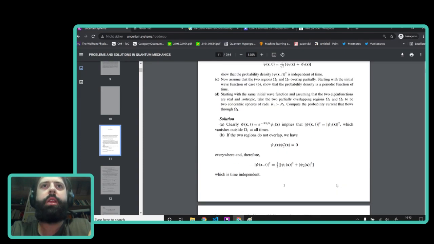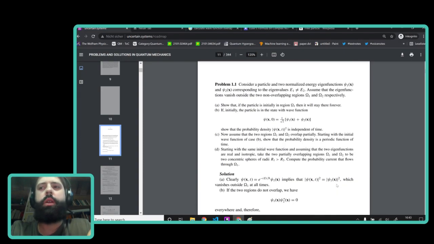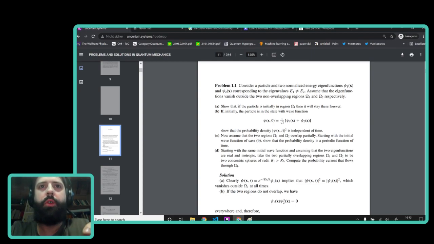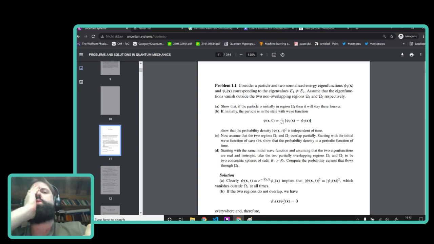And let's tackle D. And I think that we'll call it a session. Again, as a short sprint, but whatever. At least we're moving forward, starting with the same initial wave function, and assuming that the two eigenfunctions are real and isotropic, take the two partially overlapping regions to be two concentric spheres of radii R1 and R2. Okay, so this is going to require a bit of digging. So what is the probability current that flows through? Probability current? This is something I don't know.